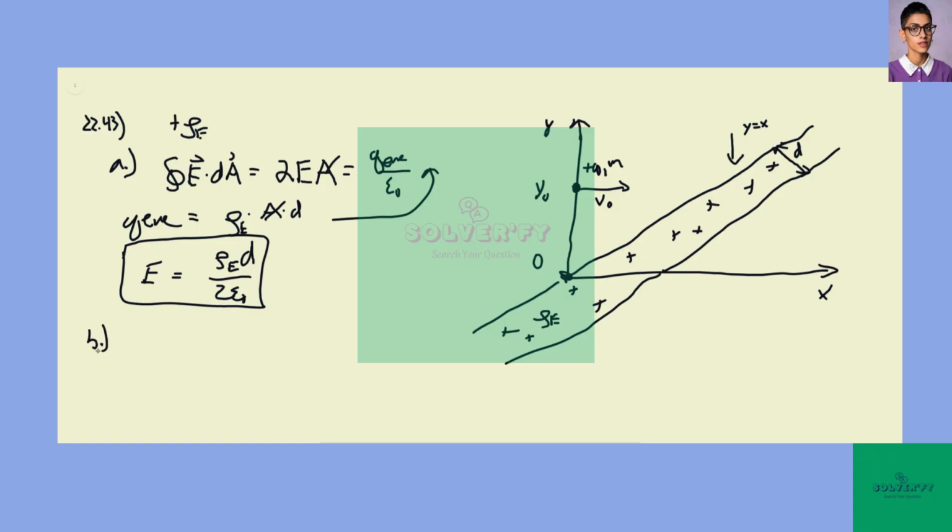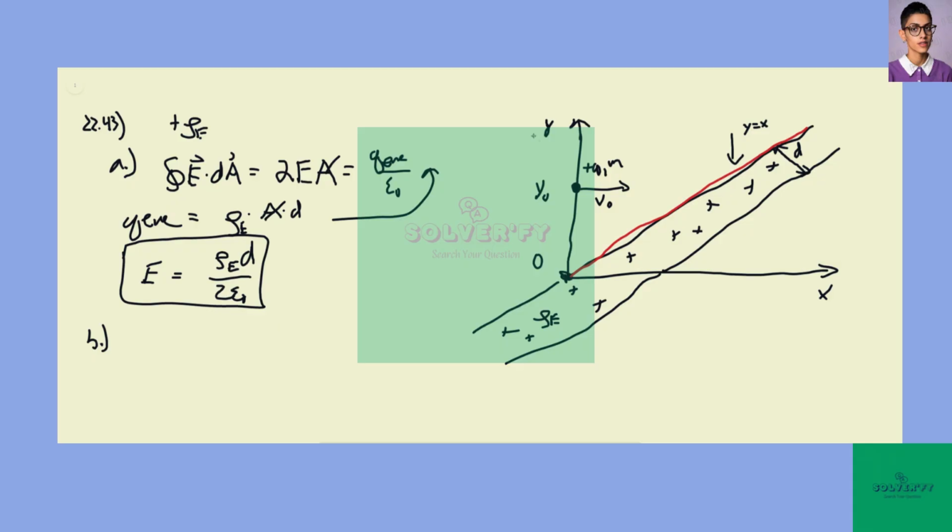This is the more challenging part, and it says, as shown in the figure, the slab is now aligned so that one of its surfaces lies on the line y equals x. That's what's shown here. And at time t equals 0, a point-like particle of mass m and charge positive q is located at point y naught here. And it has an initial velocity of v naught in the positive x direction.